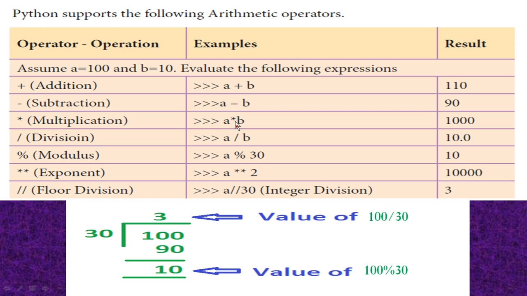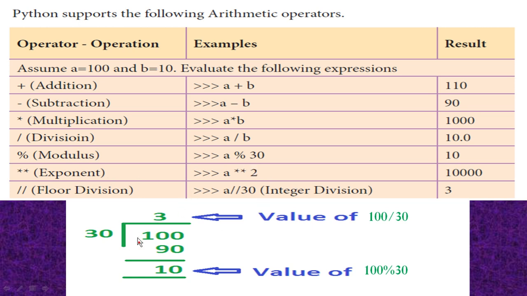Multiplication, this is the multiplication asterisk, 100 into 10, 1000. Slash is division, a slash b, that is 100 divided by 10. This is the quotient value 10, that is in floating point number. Modulus, it is the remainder value. When a is divided by 30, the remainder is given here, 10.